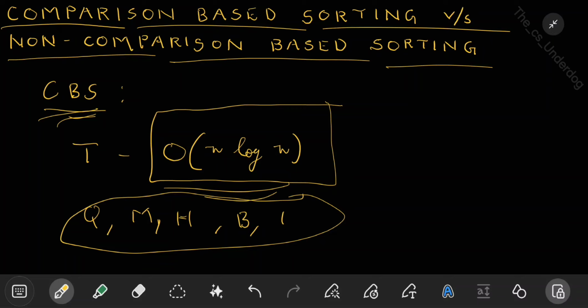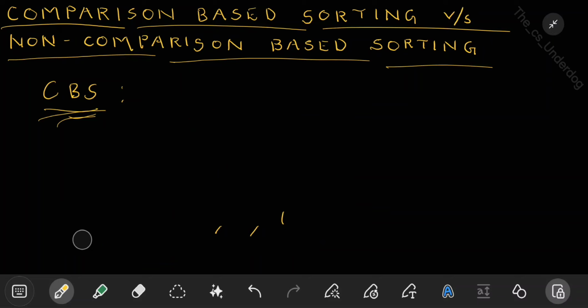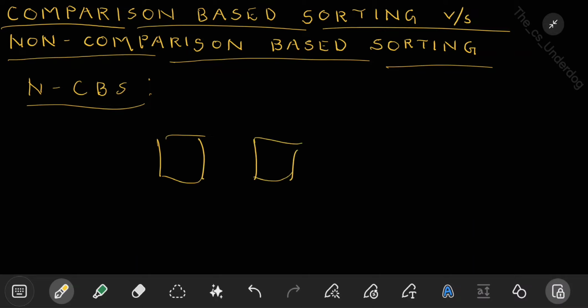Let us see about non-comparison based sorting algorithms and then let us do the comparison. So in case of non-comparison based sorting algorithms, what happens? How do you identify the relative order of elements? Here the most important point is the elements are sorted without doing this direct comparison. You don't compare any two elements in between in order to see which is smaller or which is larger. You will directly find the sorting order.